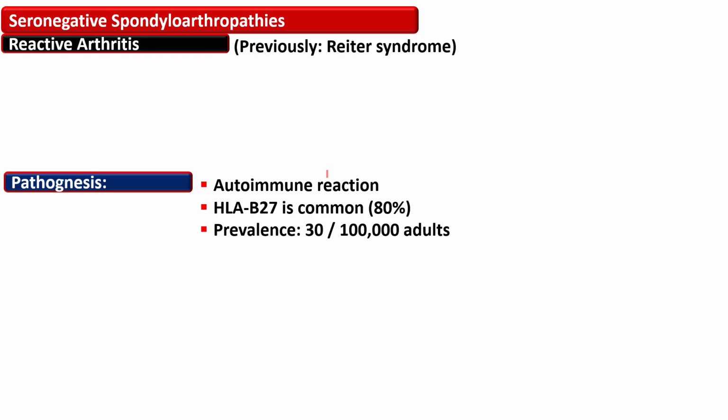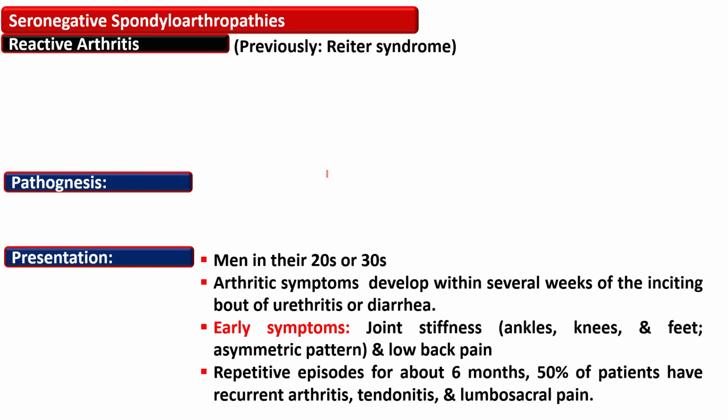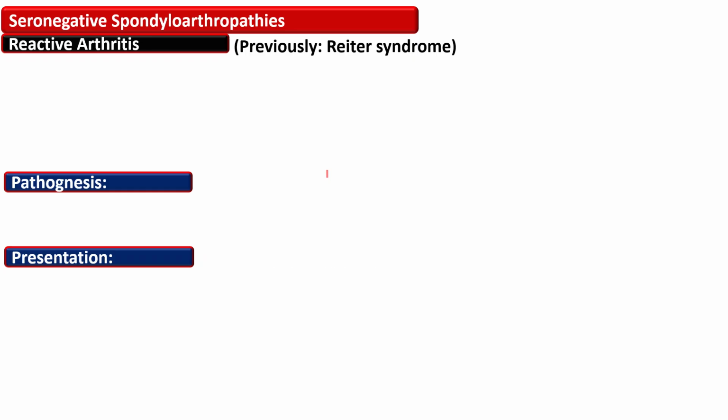The prevalence of this disease is 30 per 100,000 adults, many in their 20s and 30s, with arthritic symptoms following urethritis or diarrhea. This arthritis involves the ankle, knee and feet asymmetrically, with low back pain and joint stiffness, and repetitive episodes for about 6 months. 50% of the patients have recurrent arthritis, tendinitis and lumbosacral pain.